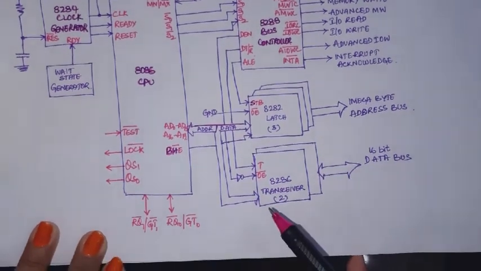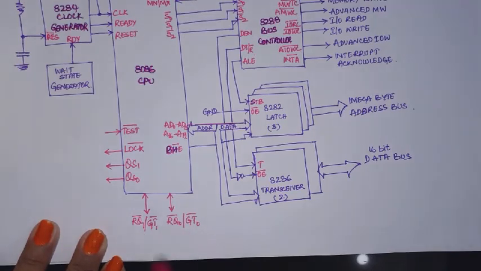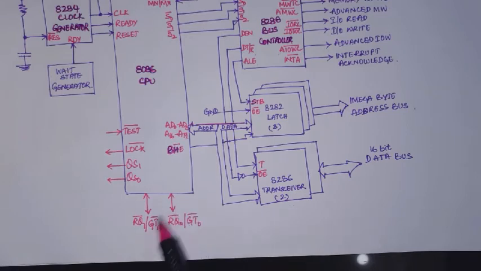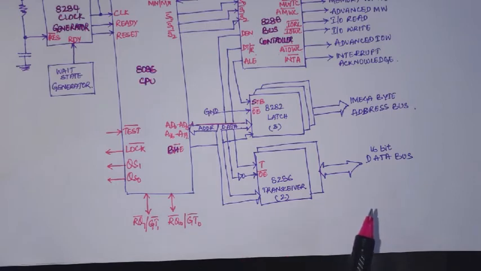Some more signals we need to explain here, like request and grant. So what are these request and grant? In minimum mode we have seen hold and hold acknowledgement. Hold is for bus request by the DMA controller. When the DMA controller needs the system bus for direct memory access, it sends a bus request on the hold pin, and the processor will grant the bus by sending an acknowledgement signal on the hold acknowledgement pin.